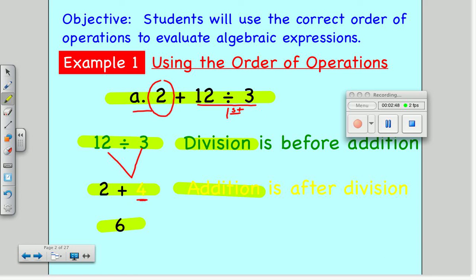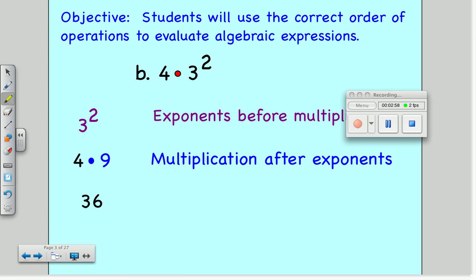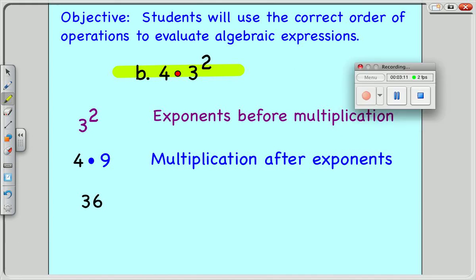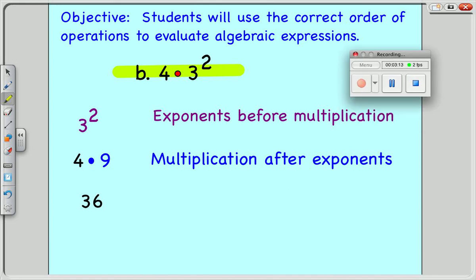All right? Next, I want you to write letter B. 4 times 3 squared, or 4 times 3 to the second power. What do we do first? First, we're going to do those exponents, because if you look back at screen 1 for your order of operations, what comes first, exponents or multiplication? Exponents come first. So let's take care of that first.